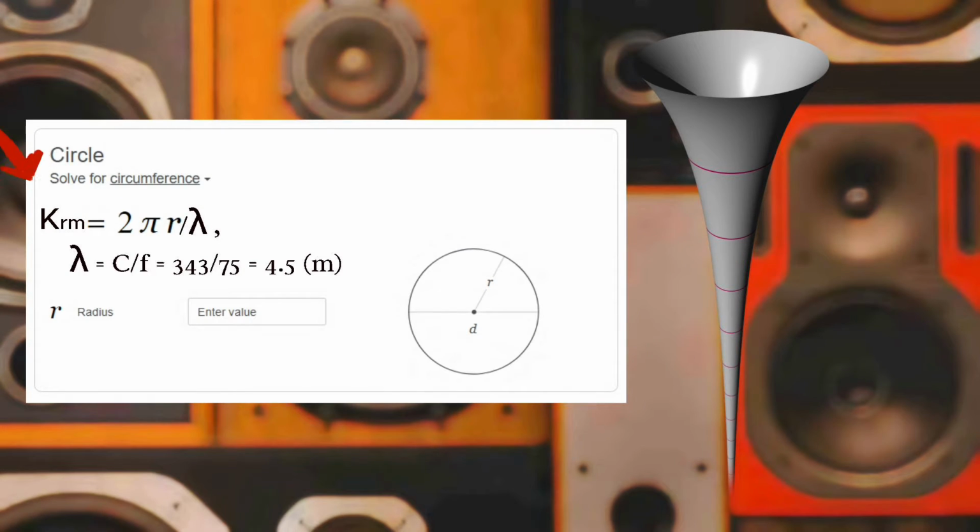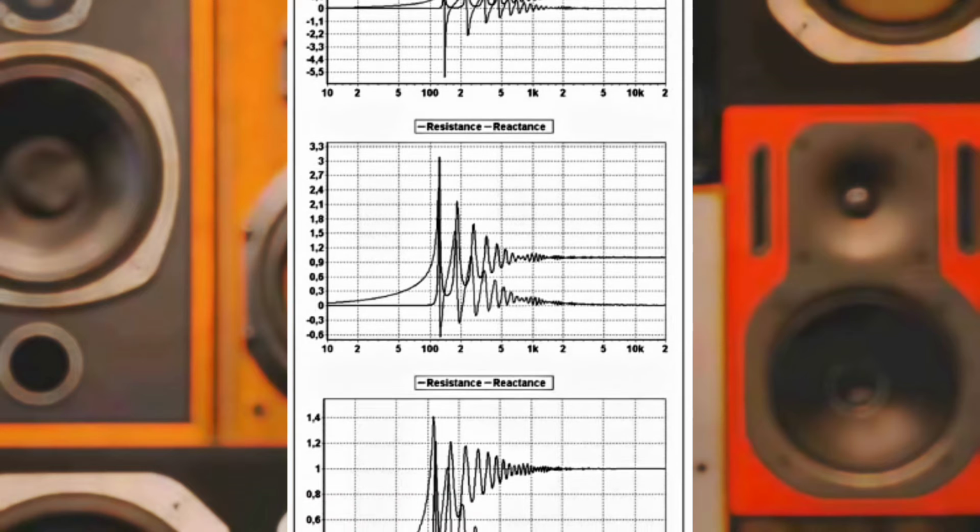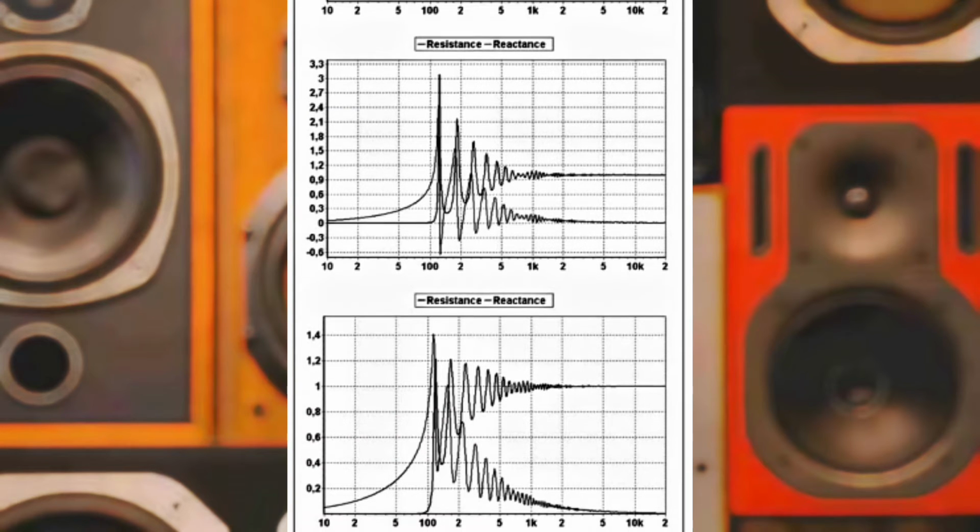KRM is the ratio of the circumference of the horn mouth to the wavelength. As you know, the wavelength is the ratio of the sound speed to the frequency. The sound speed equals 343 meters per second, and the selected frequency was 75 Hz, so the result will be obtained to be 4.5 meters, and the circumference of the horn mouth must be greater than 4.5 meters to get a good result. The effect of KRM on increasing sound quality and eliminating the fluctuations is very noticeable.